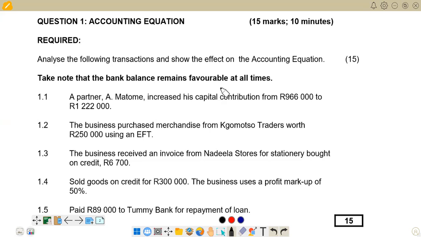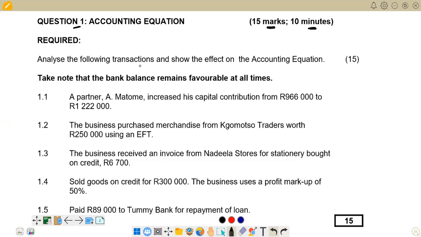Today we want to look at a question from the past exam paper. This is June 2023. The question is on the accounting equation. First question, that is question 1. On that question paper, this question has 15 marks and it requires you to spend about 10 minutes on that question. Let's take note of the time required there.